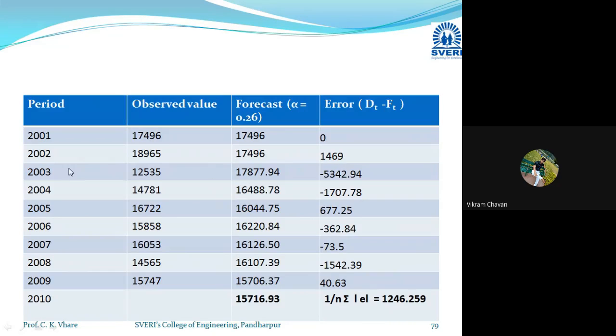Now for the next year, that is the year 2003, d of t minus 1 becomes 18,965 and f of t minus 1 becomes 17,496. Use the formula f of t equals f of t minus 1 into (1 minus alpha) plus alpha multiplied by d of t minus 1, with alpha 0.26. Are you getting 17,877.94, and the error is minus 5,342.94?